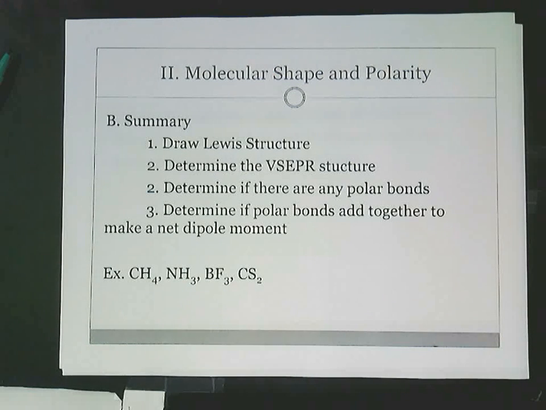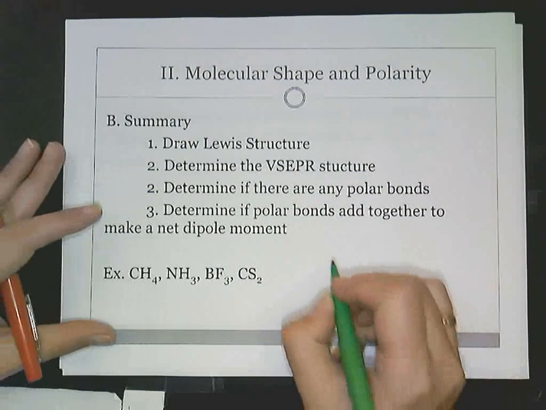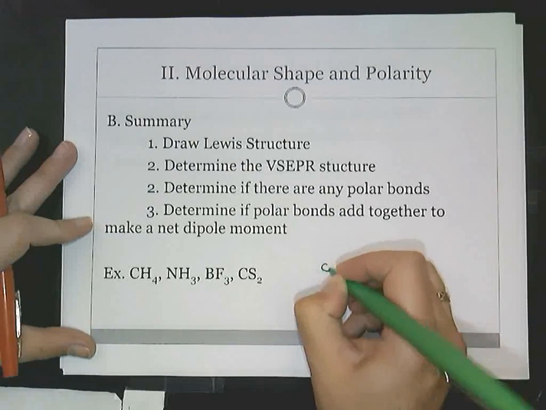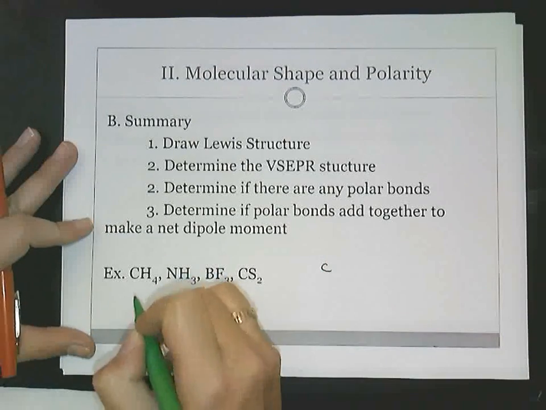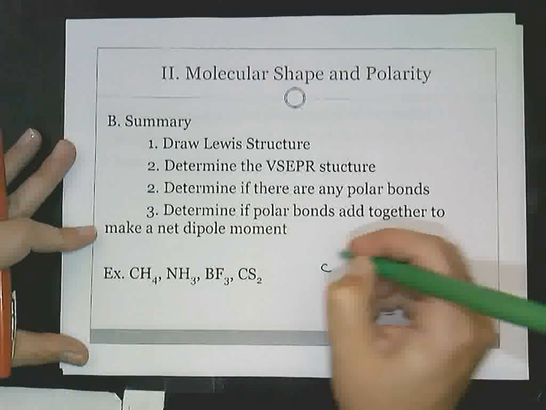All right, so picking up where we were last time, we were talking about polarity and how you predict the polarity of an overall molecule based on its Lewis structure and VSEPR structure. So if we look at CH4, which is a tetrahedral molecule, it has four electronic groups, all of which are bonded.